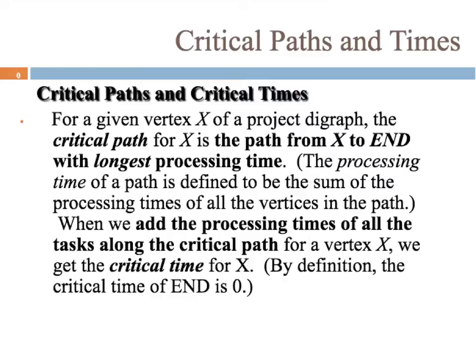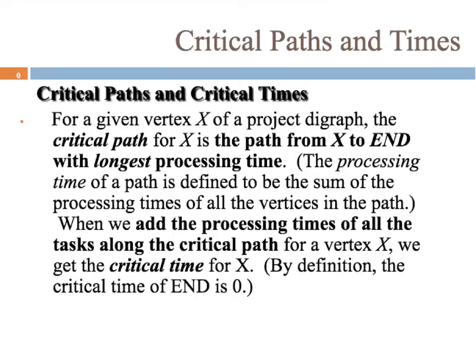This section is somewhat related to that, but we're going to treat things a little differently. For any given vertex x of the digraph, the critical path for x is the path from that vertex to the end with the longest processing time total. Okay? And the processing time of a path, so multiple vertices, is defined to be the sum of processing times of all the vertices in the path.